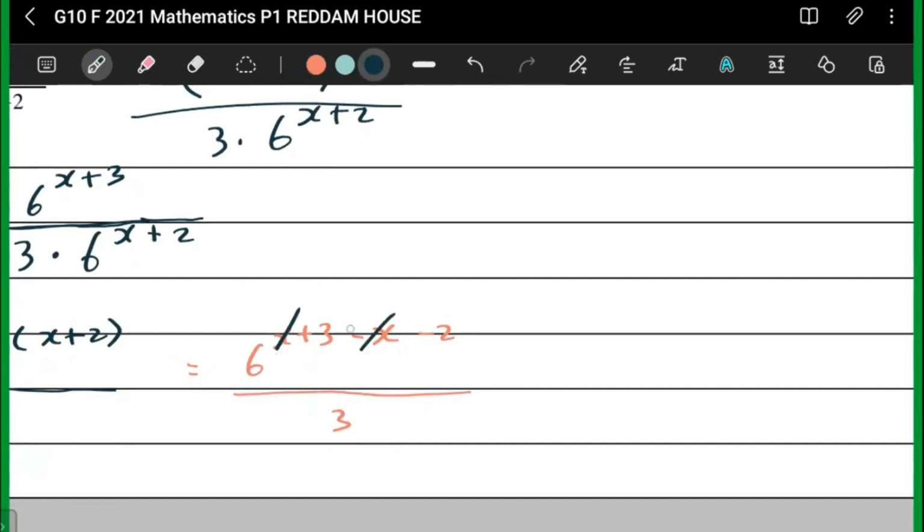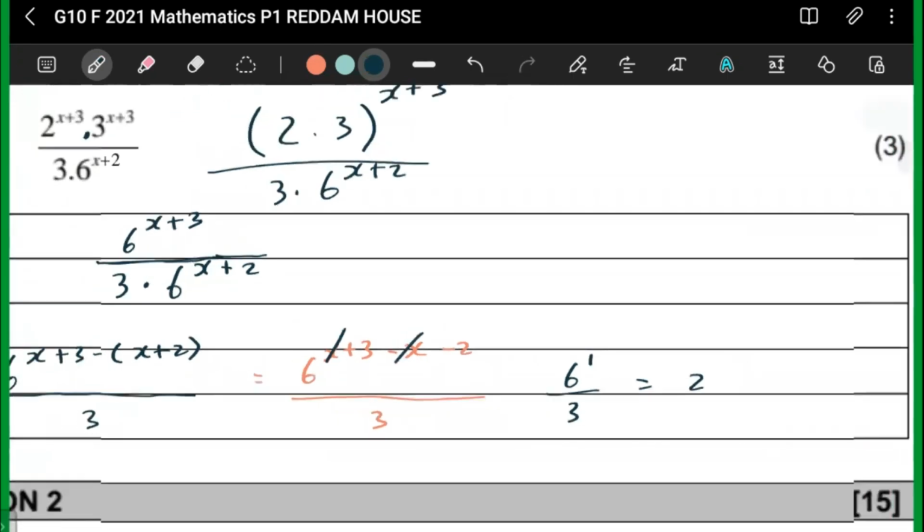Here you have 3 minus 2, which is just a 1. So there you go. The answer is just a 2.